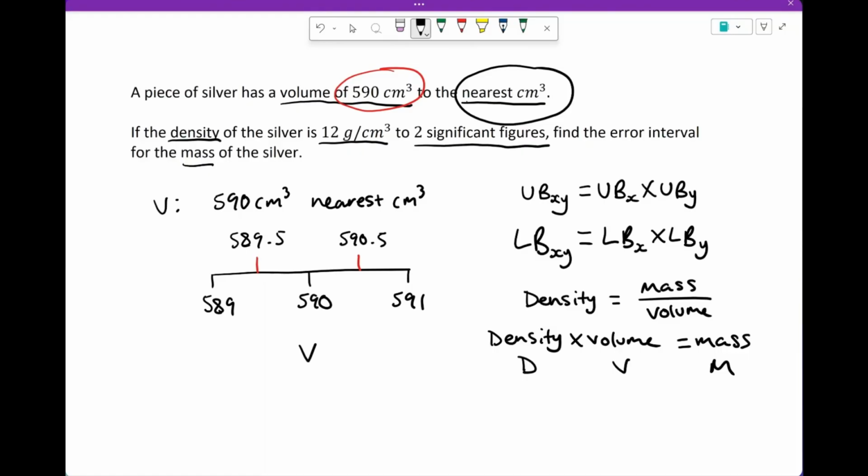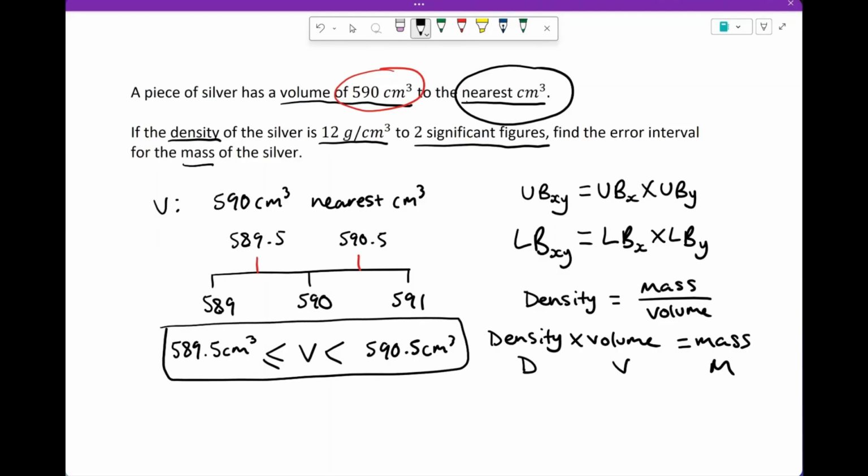So I'm going to put V in the middle. My upper bound goes to the right, as usual. And let's just make sure we put our units on. So it'd be centimeters cubed. And then my lower bound to the left. And then my inequalities will be as usual for when we're doing the bounds for a specific value. So for V, it's going to be a same as or greater than pointing towards it for the lower bound. And then for V, it's going to be a smaller than pointing to it for the upper bound. So that's my error interval for V.